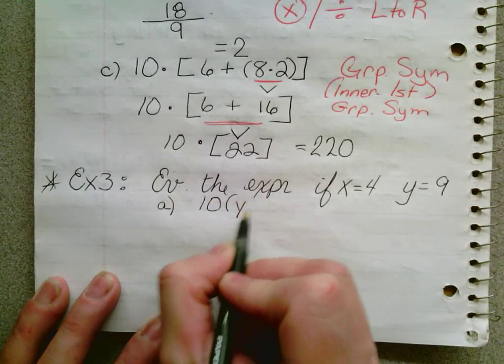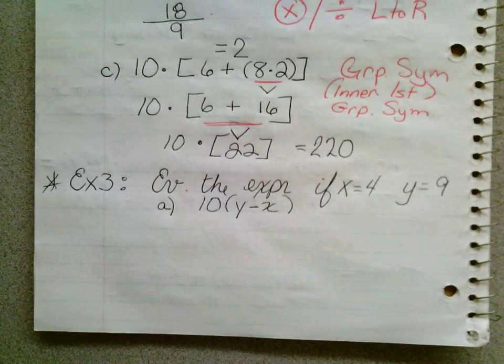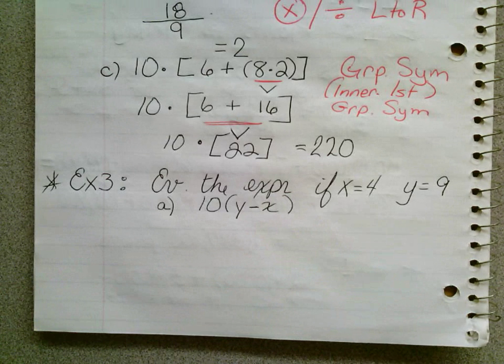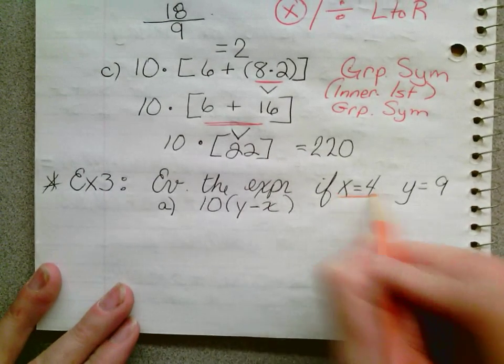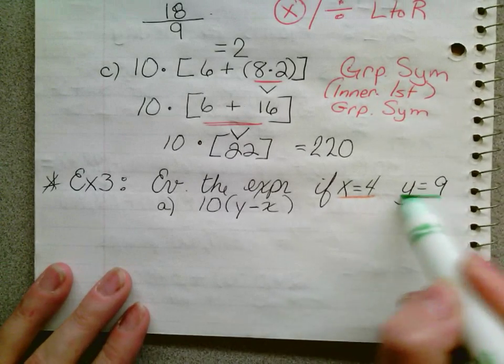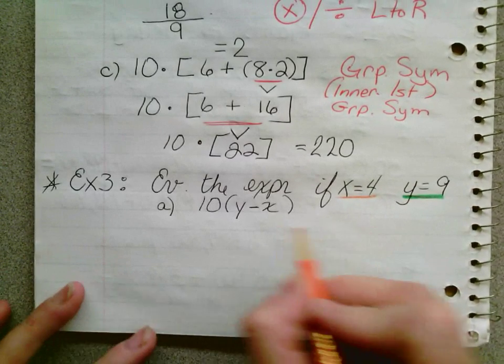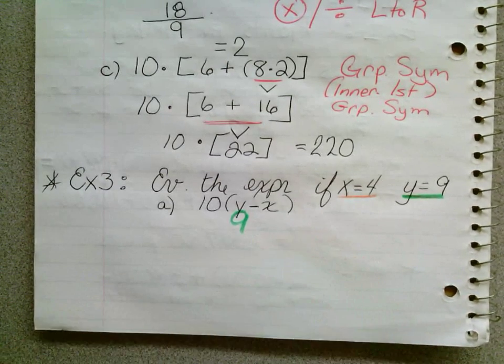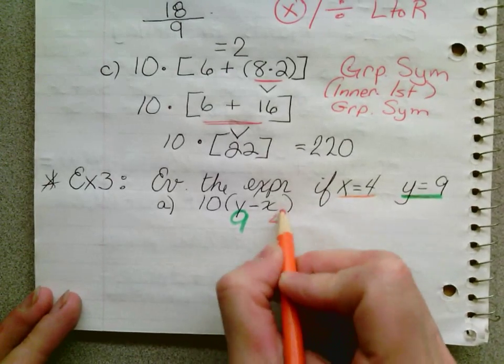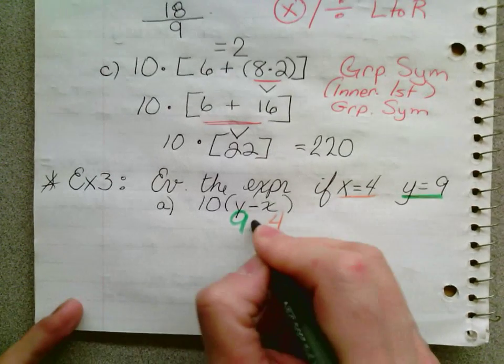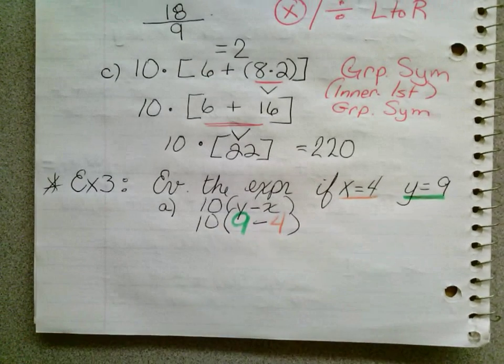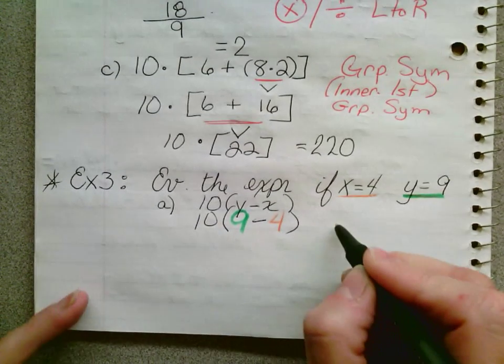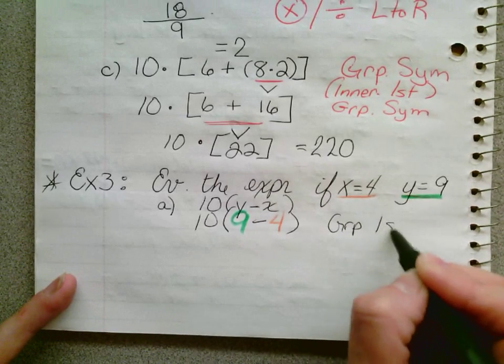10 multiplied by y minus x. Which means you have to not only plug in your information, but then you have to solve it in order. If I use orange for x and green for y, I can make this really clear. So if y is green, it's 9. And if x is orange, it's 4. And we're going to find the difference of 9 and 4 and then multiply it by 10, right? Because we're going to do grouping symbols first.